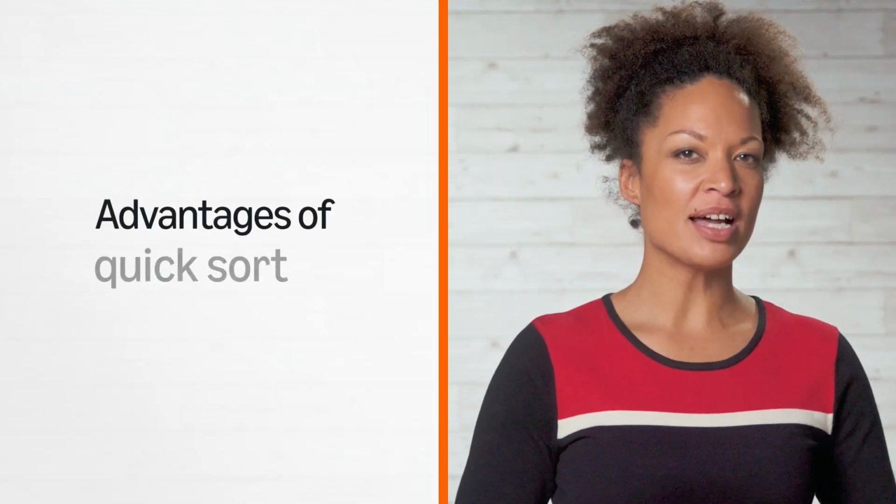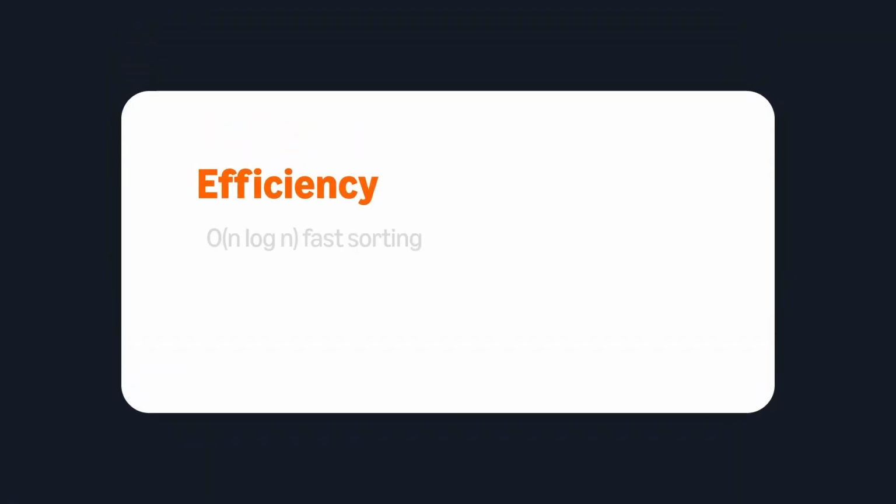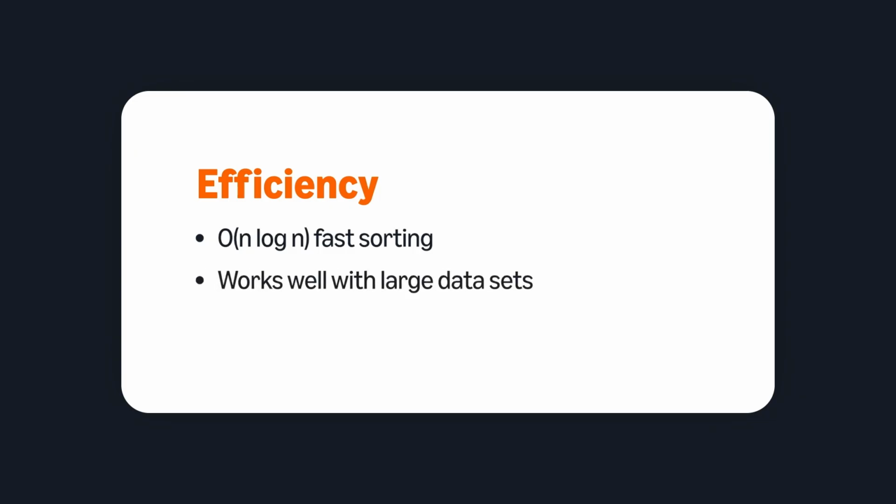Let's explore the advantages of quicksort. Quicksort's average case time complexity is O of n log n, making it faster in most cases than many other algorithms, such as bubble sort. However, remember that the worst case time complexity is O of n square. Unlike some other algorithms, quicksort can handle large datasets. Additionally, because it sorts in place, it doesn't require extra memory, making it particularly useful in memory-constrained environments.